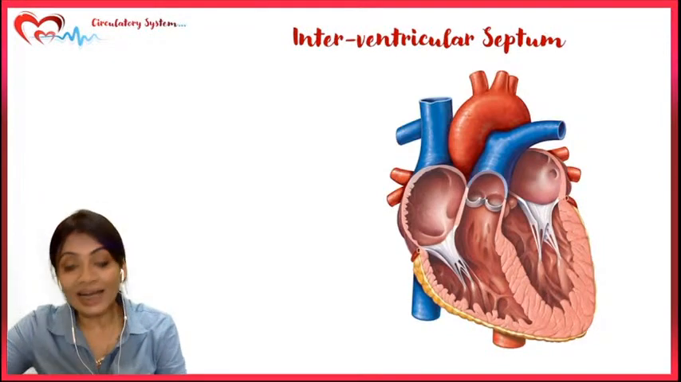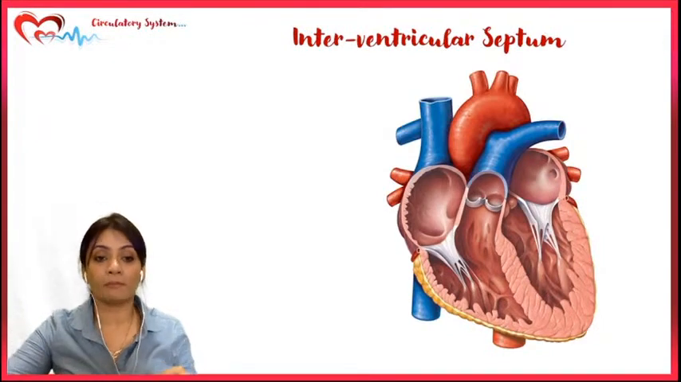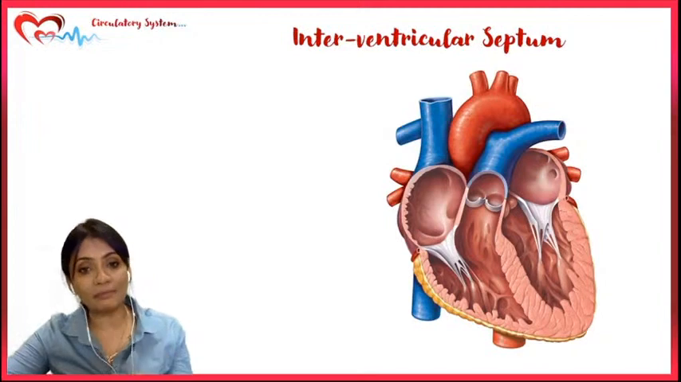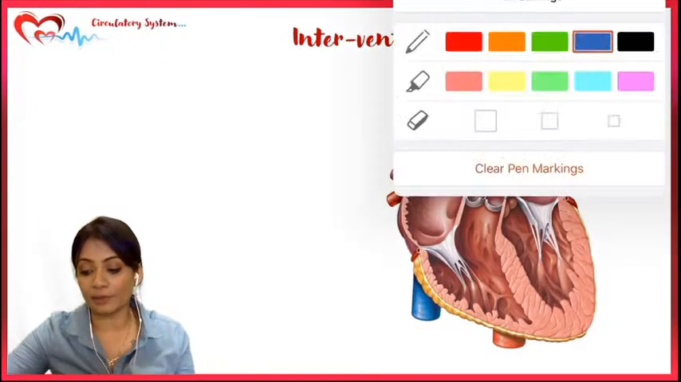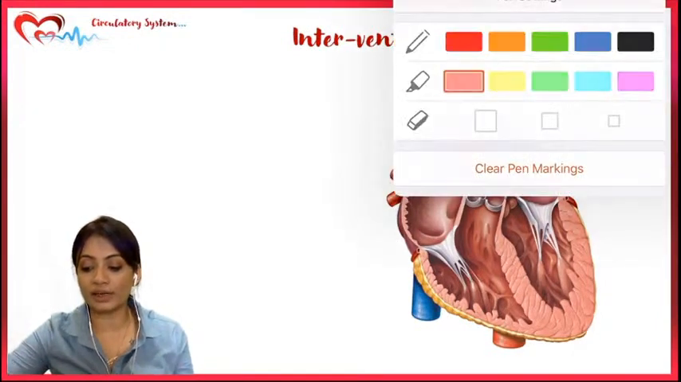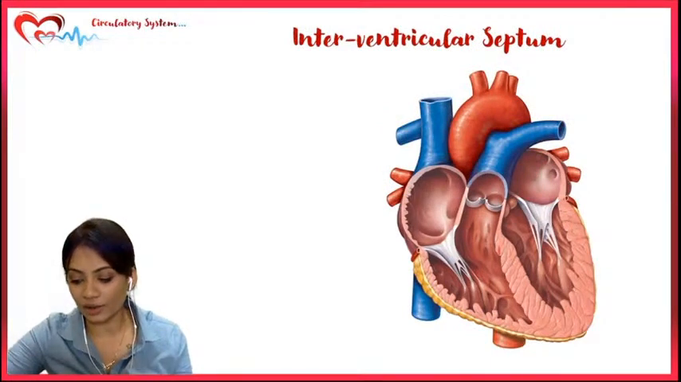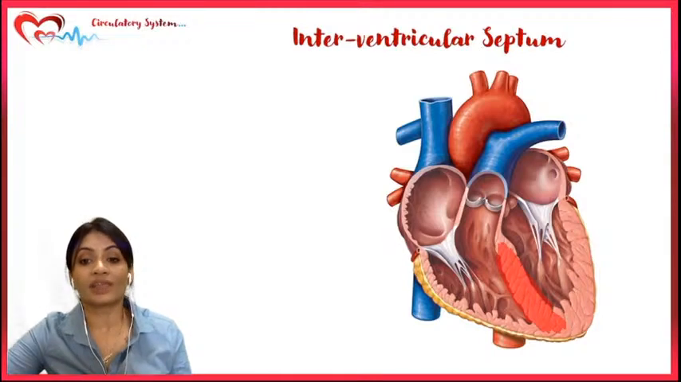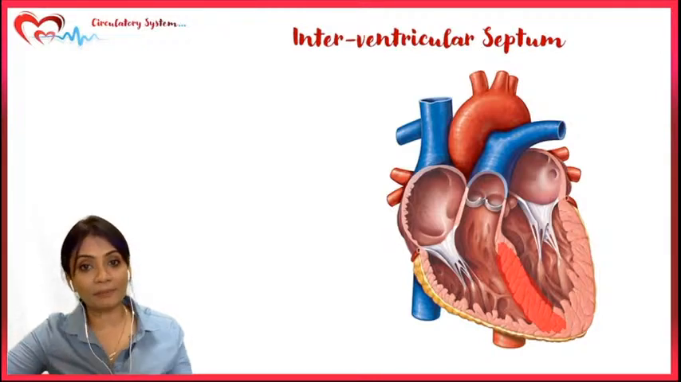Now, just like how we saw that there is a septum between the two atria, similarly, there is also a septum between the two ventricles. And where is it? Look at right here. This part that you're seeing over here is the septum between the two ventricles. Since it is a septum between the two ventricles, I may call this the interventricular septum.